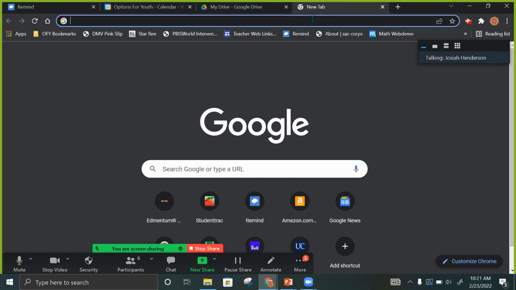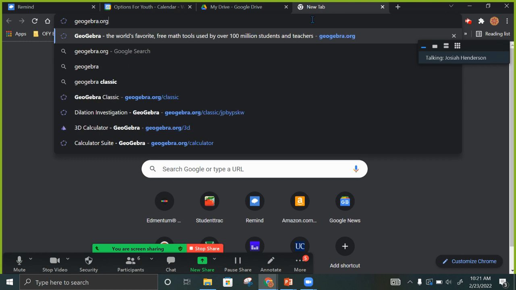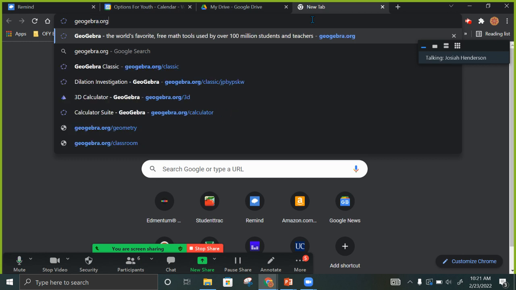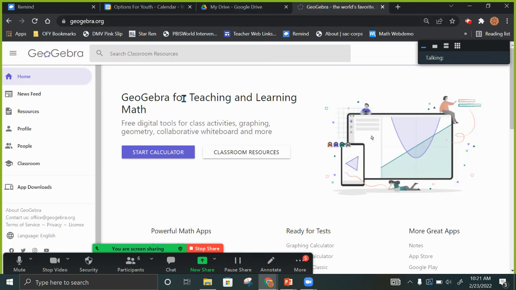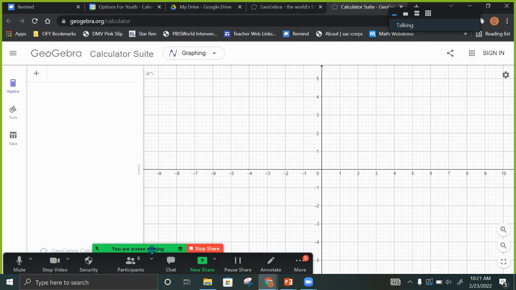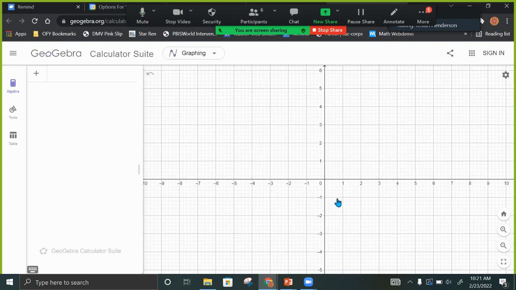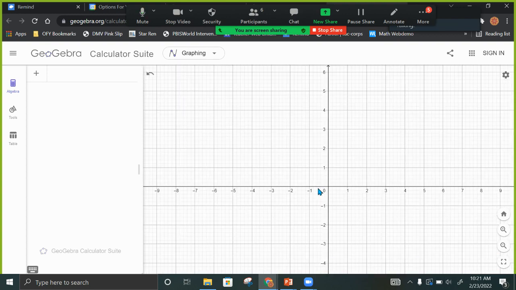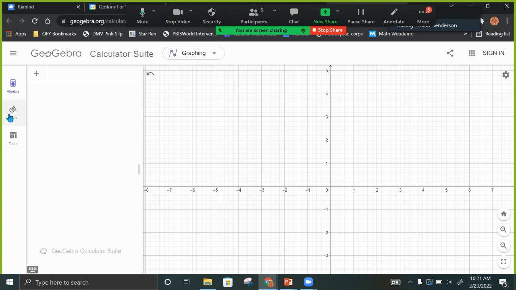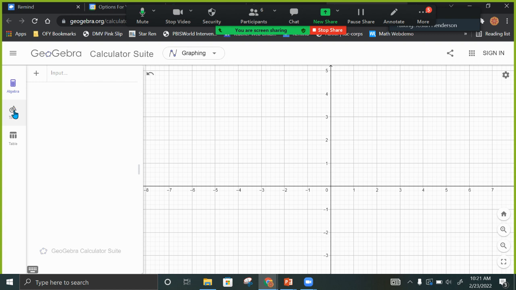So here's the website we're going to, geogebra.org. Type that into your browser, GeoGebra. And then you click on Start Calculator. Don't sign in, don't make an account, just click on the blue button, Start Calculator. You'll have a screen like this. To use it, we're going to click on the tools on the left side. Tools. Don't click on algebra. That one we don't want today.